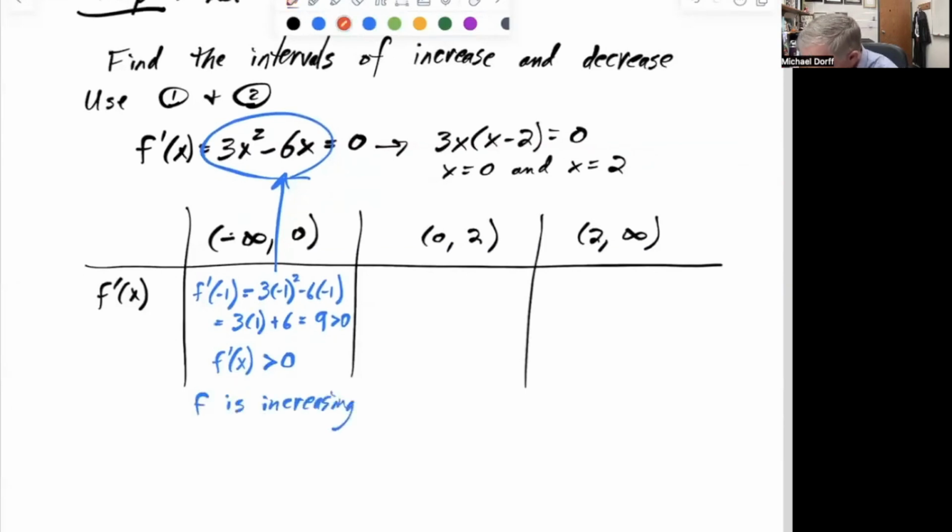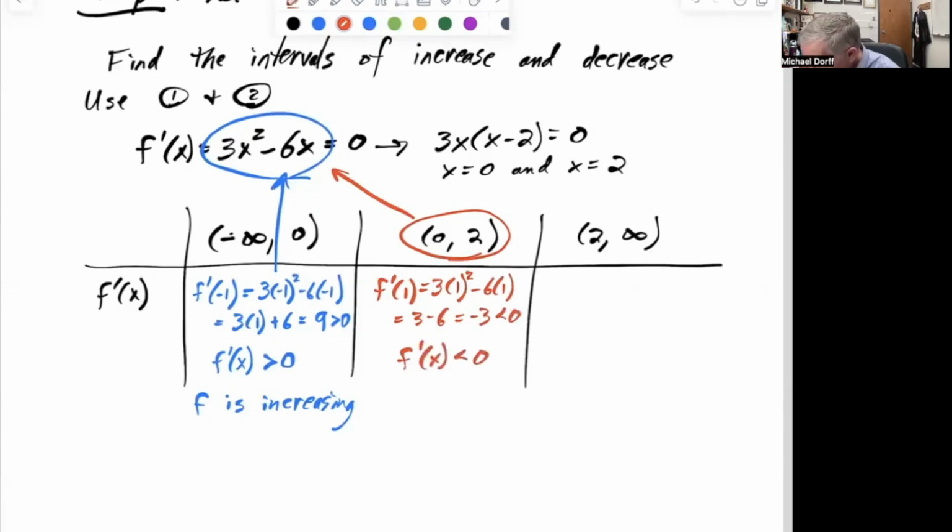When we go to the second interval, I take a point inside here, take 1, that's an easy point. And again, I'm going to look at the derivative at that point. So I'm going to have 3 times 1 squared minus 6 times 1. So that's going to be 3 minus 6, which is -3, which is less than 0. So the derivative there is always going to be negative. And so f is decreasing in that interval. And the last one, I'm going to take a point in 2 to infinity. So let's take 1.